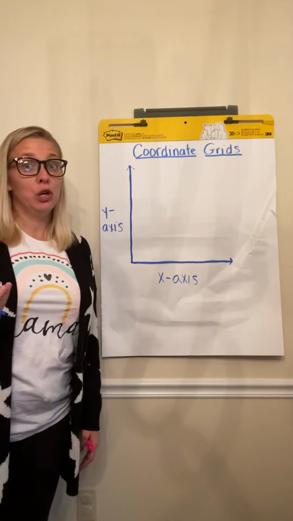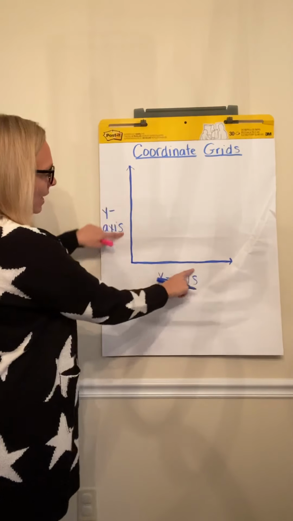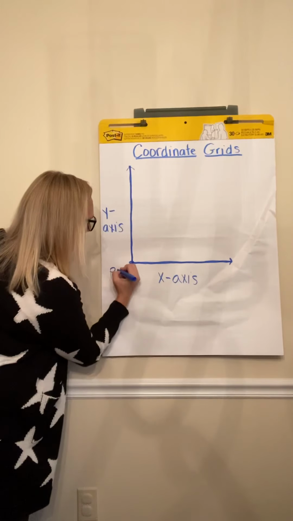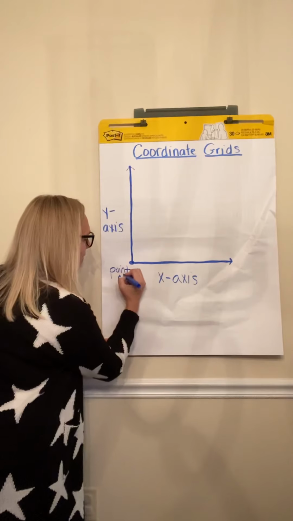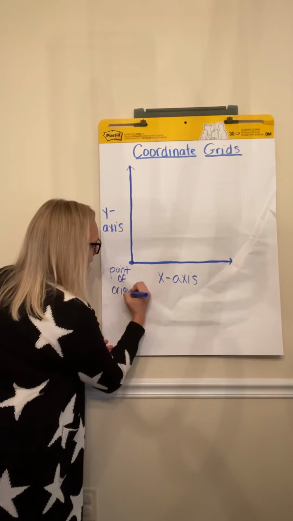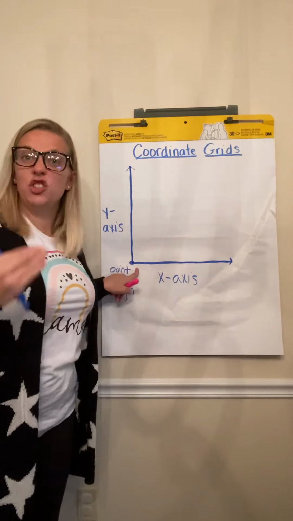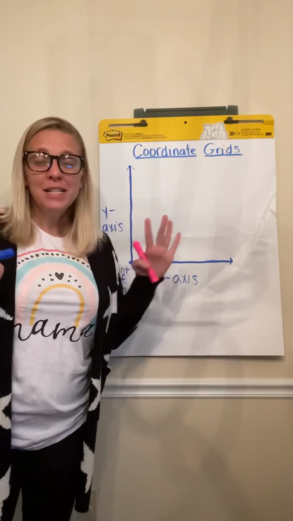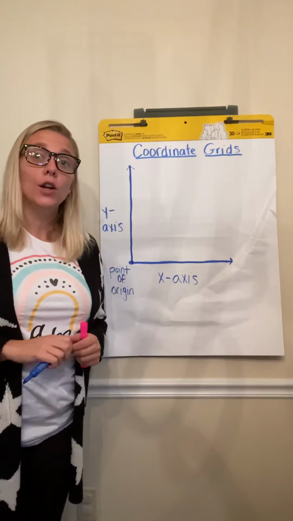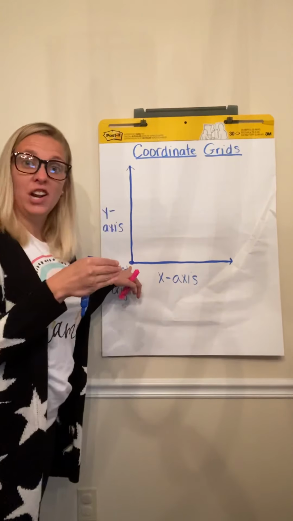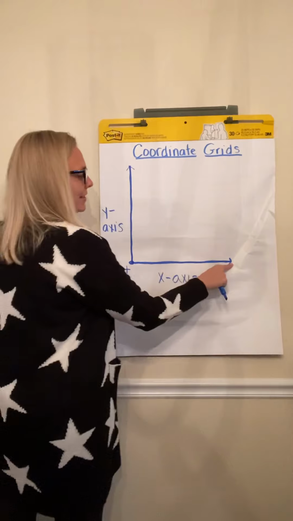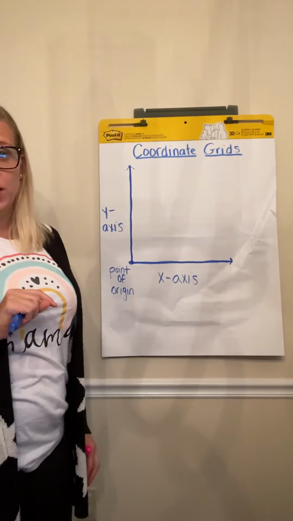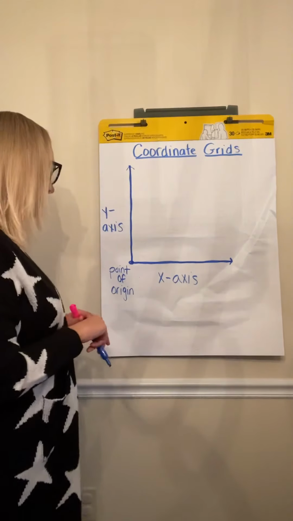Another term that you need to know is that the point where the x and the y-axis meet, right here where they touch, is called the point of origin, or sometimes the origin point, okay? This just means that it's your starting point. This is where you're going to start off every time you have to draw something or plot a point on a coordinate grid. So this is kind of like your starting line, okay? So we have the x and the y axis, and then the spot where they touch, which is called the point of origin, or sometimes called the origin point, okay?